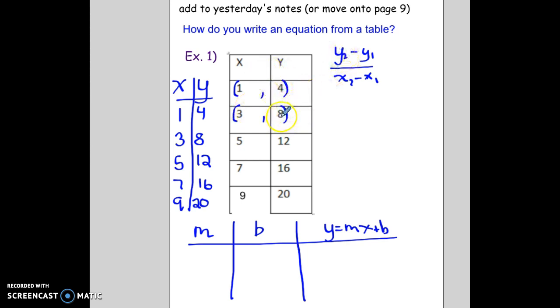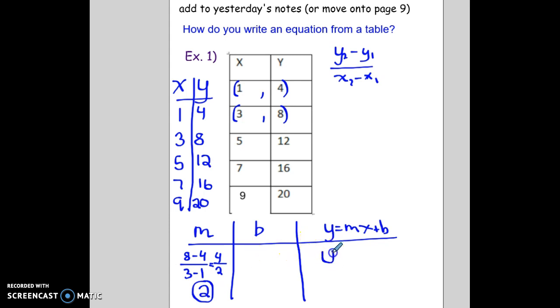This is my second y value. So I have 8 minus, and my first y value is 4. And that's going to be all over my second x value, which is 3, and my first x value is 1. And so then that simplifies to, when I solve it, 4 over 2. And then that simplifies to 2 over 1 or just 2. I'm going to leave it as just 2. So I got my slope. I'm ready to move on to my next part.